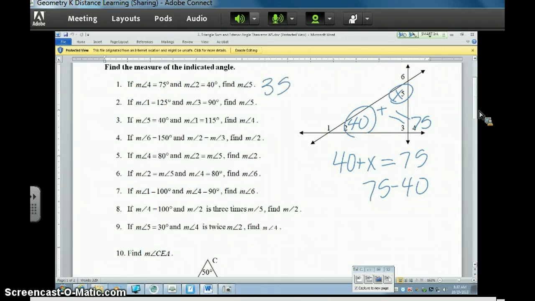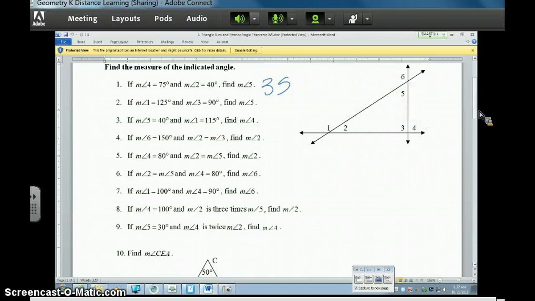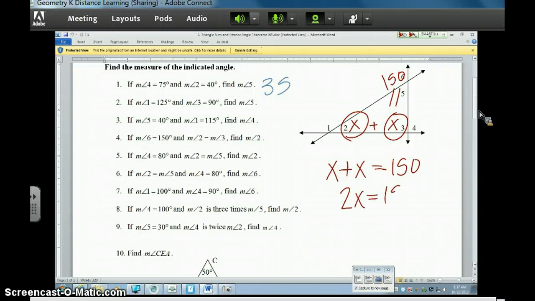Okay, the next one I was asked about, number 4. Number 4 says, if angle 6 is 150 and angle 2 equals angle 3, so I'm going to call it x and x because they're equal, they're identical, then find the measure of angle 2. This is also good use of the remote interior angle theorem. Those are remote interior angles. These add up to equal our exterior angle. So it's x plus x equals 150. So it's 2x equals 150. So it's x equals 75.